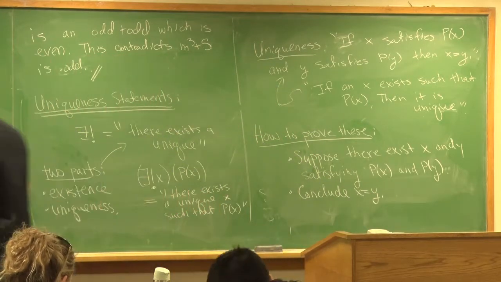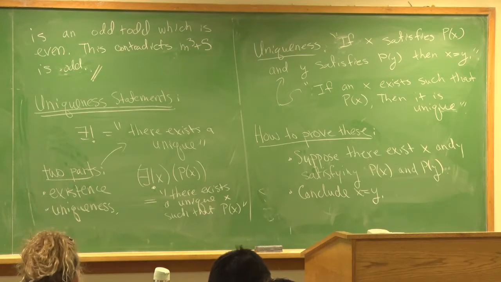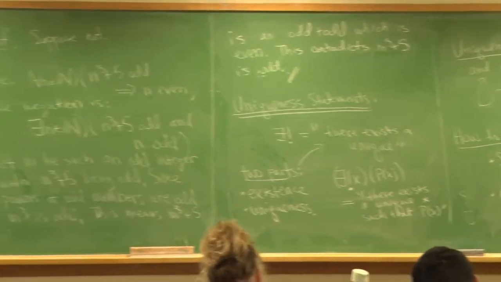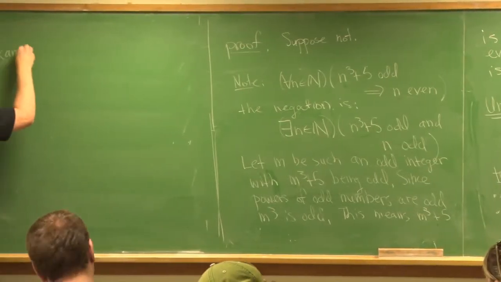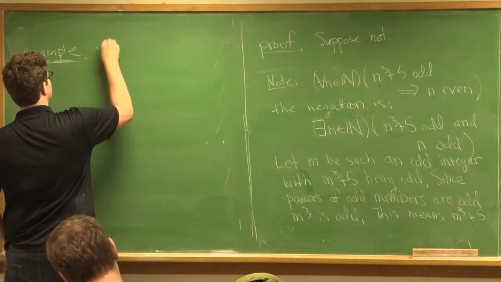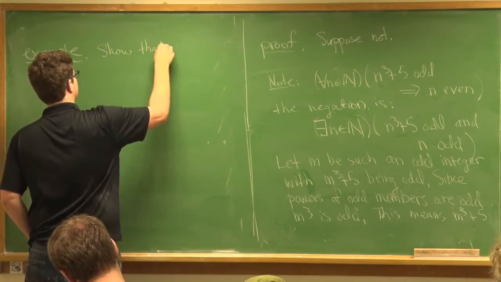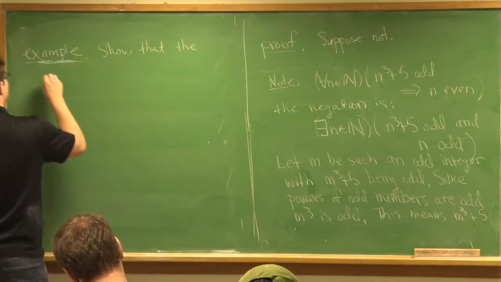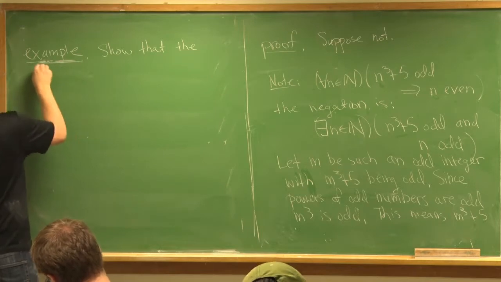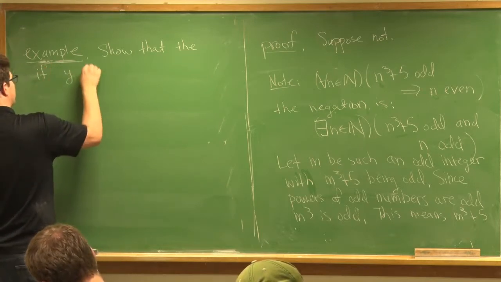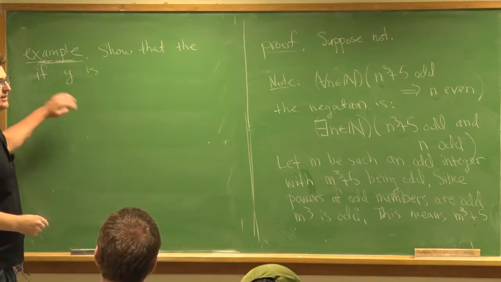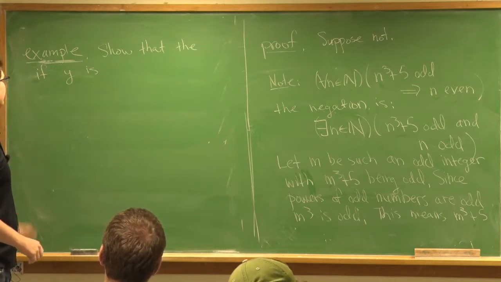Okay? So let me give you an example. All right, here's an example. Show that there is a unique... I'm trying to just do the uniqueness part, so I keep saying existence and uniqueness, but I'm just trying to isolate the uniqueness.